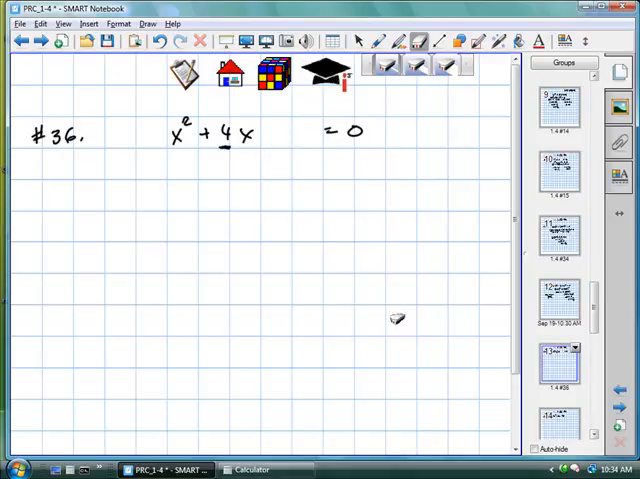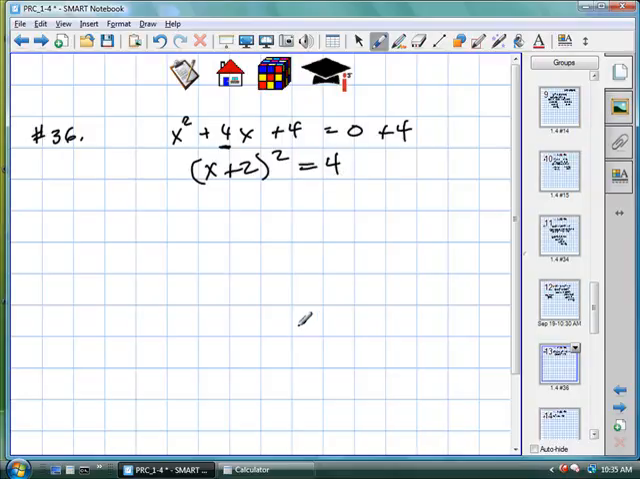We don't even have to subtract anything. Take half the b term. Half of 4 is 2. 2 squared is 4. Add that. Of course, to make it legal, you must add it to both sides. Excuse me. The left side is now a perfect square. And now take both square roots.